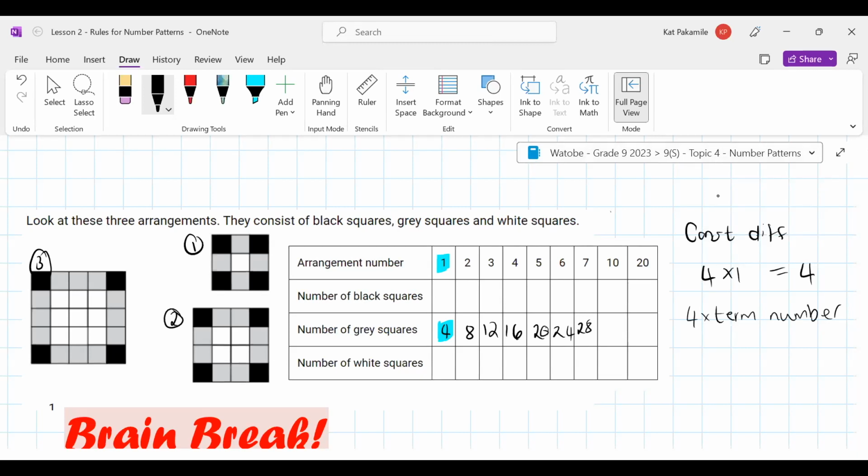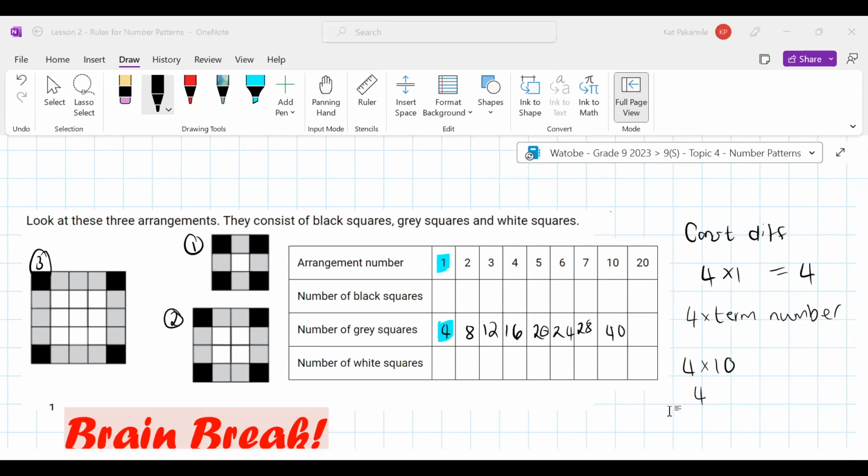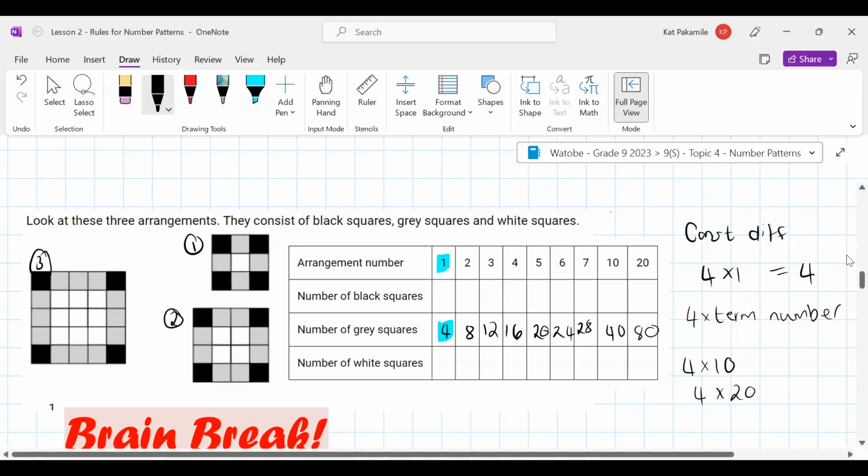That's true. So if it's 4 times the term number, then what will term number 10 be? 4 times 10 equals 40. There we go. And on term number 20, it's going to be 4 times 20, and then we will get 80. You get it, guys? Yes, ma'am. Beautiful, thank you very much.